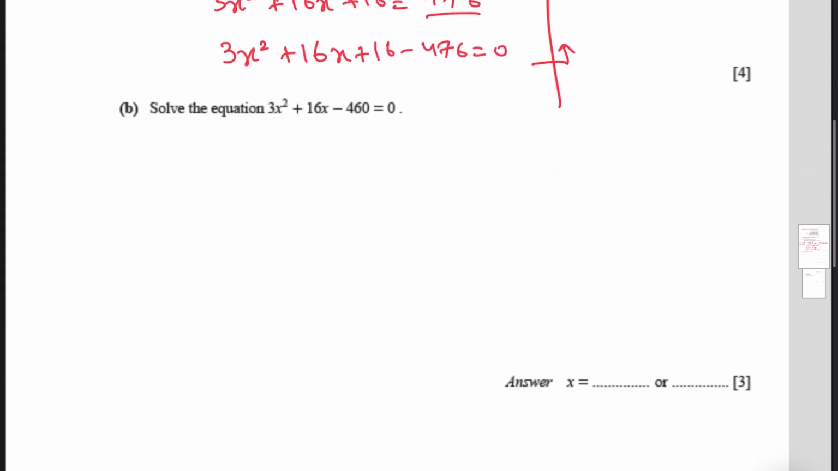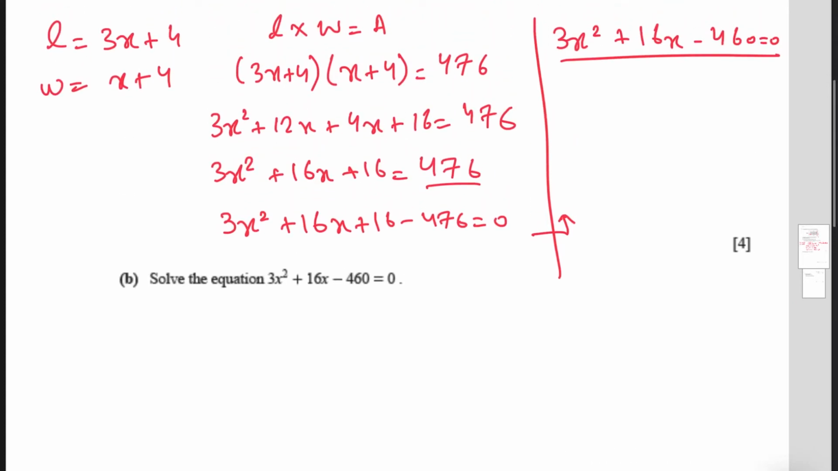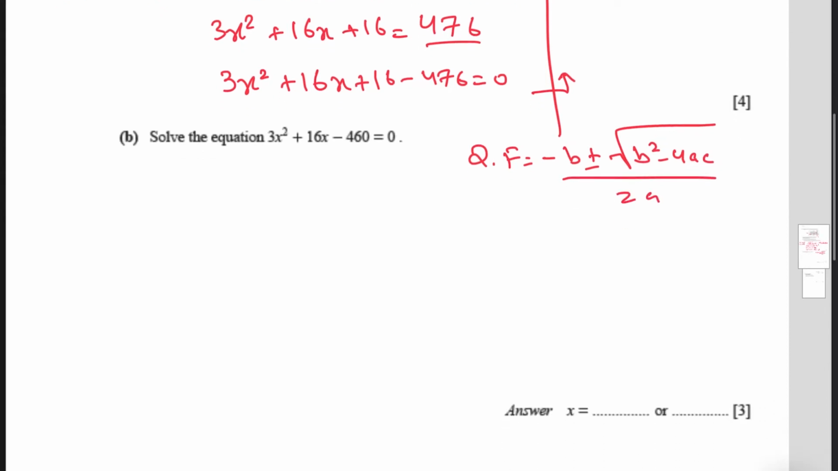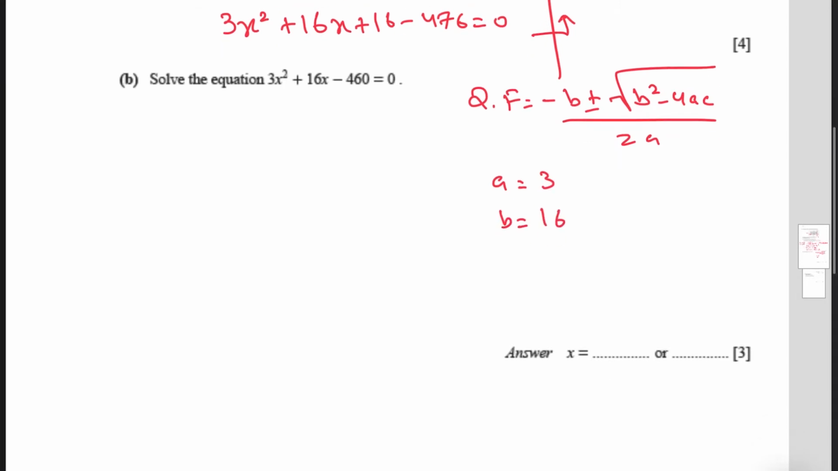The next part of the question says, solve the equation 3x squared plus 16x minus 460 equal to 0. Now there are a couple of ways to do this. One is breaking the middle term and the other is using the quadratic formula. So let's use the quadratic formula, so it's simpler for us. The quadratic formula is negative b plus minus under root b square minus 4ac over 2a. Now let's identify what a, b, c are. A in this equation is 3, b in this equation is 16, and c in this equation is negative 460.